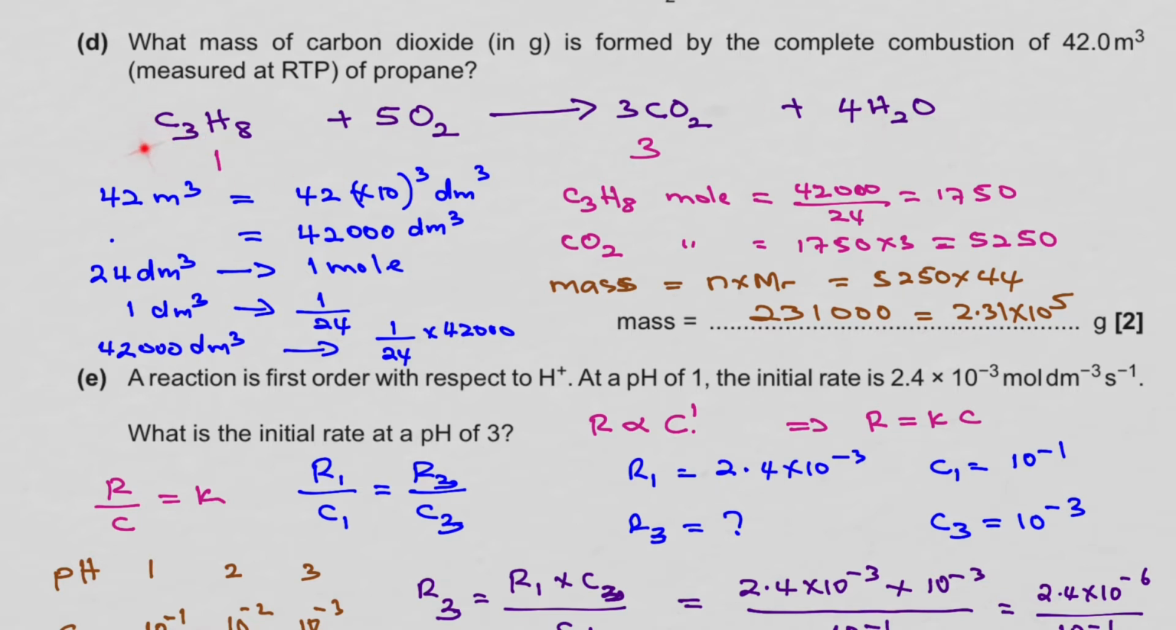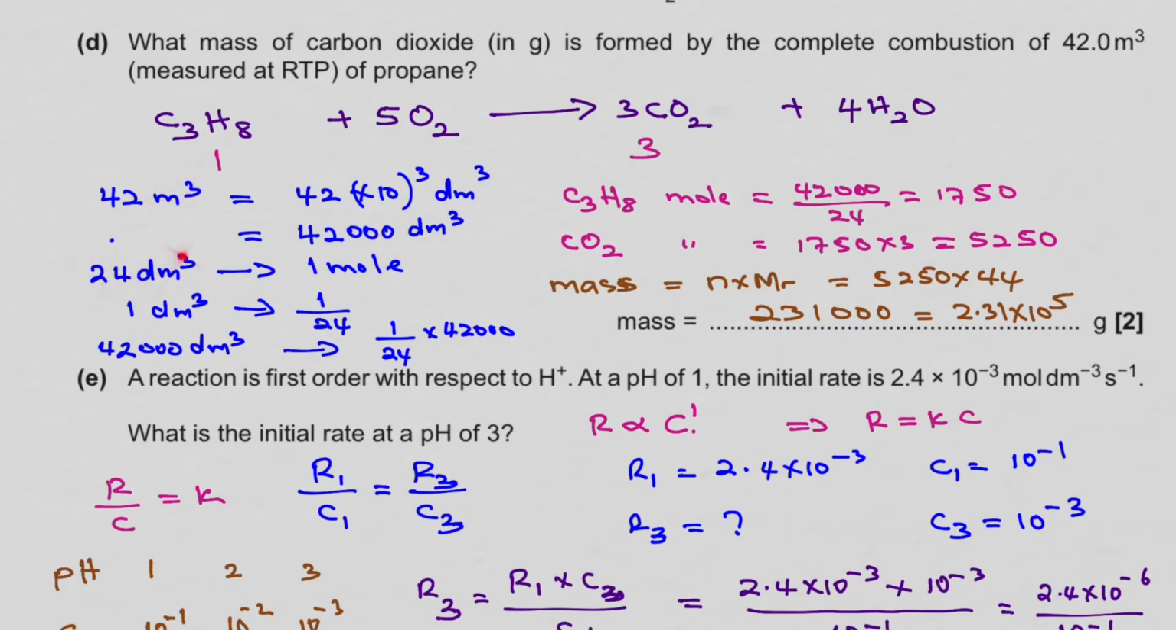The stoichiometric ratio here is 1 to 3. We need to find the moles of C3H8 because we're told the volume. So 42 meter cubed is equal to 42 times 10 to the power 3 decimeter cubed, which is 42 times 1000, and that's 42,000 decimeter cubed. So it's important to be able to convert meter cubed to decimeter cubed.